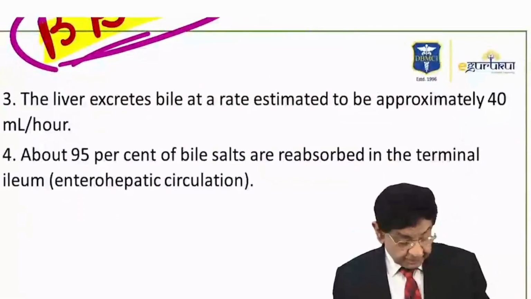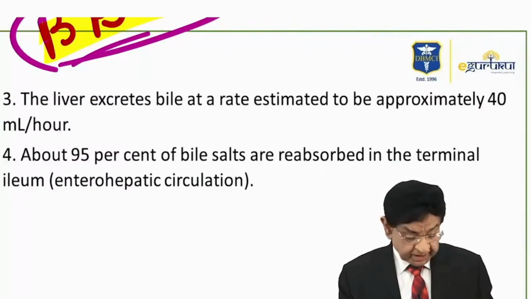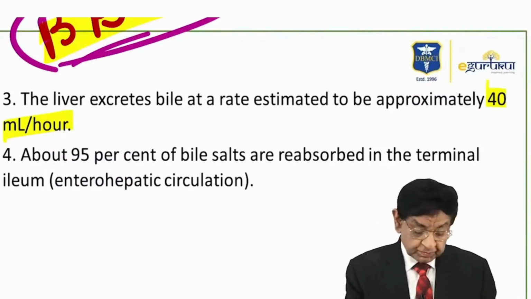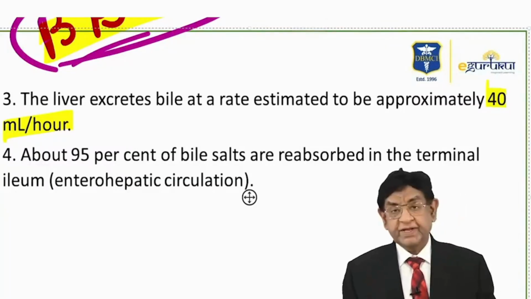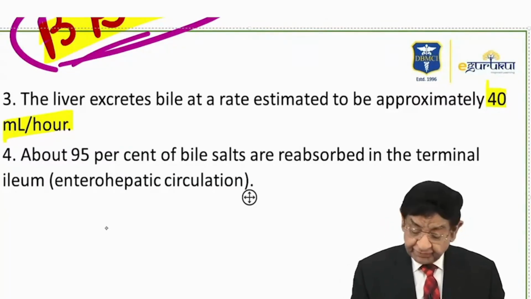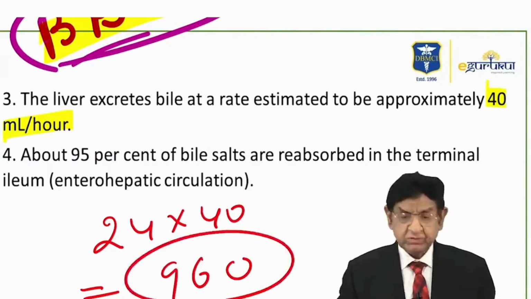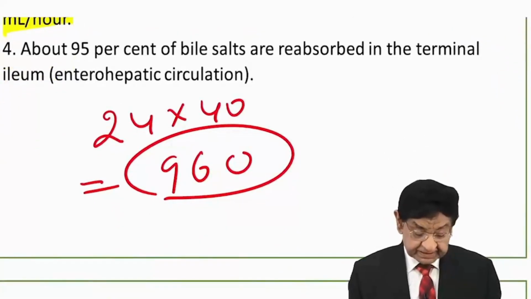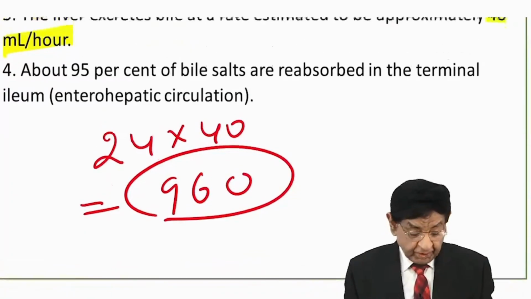Now, how much bile is made by the liver? It is around 40 ml per hour. So in 1 hour, it is about 40 ml. Roughly, if I calculate for 24 hours, multiplying by 40 ml, around 960 ml, or 1 liter, is made in the liver. It's a huge amount, 1 liter, point to be noted.